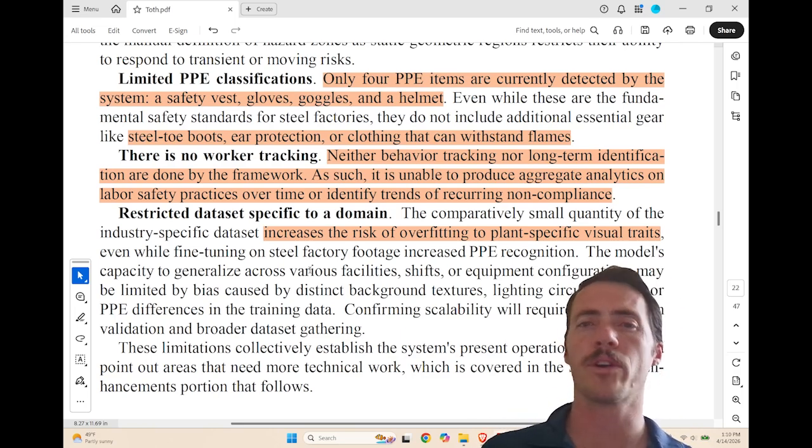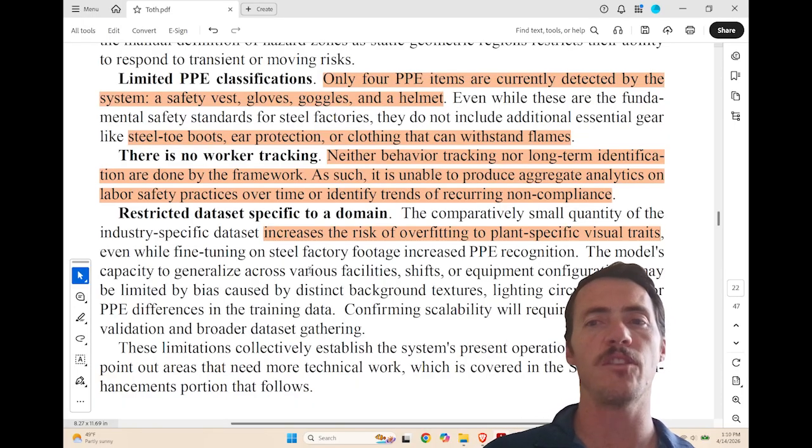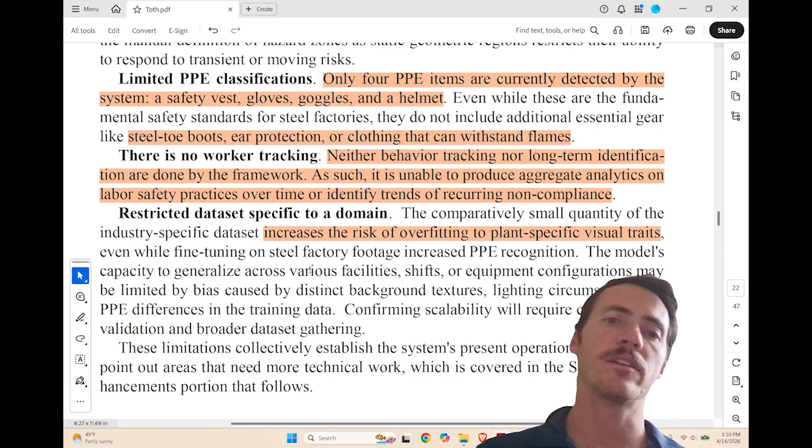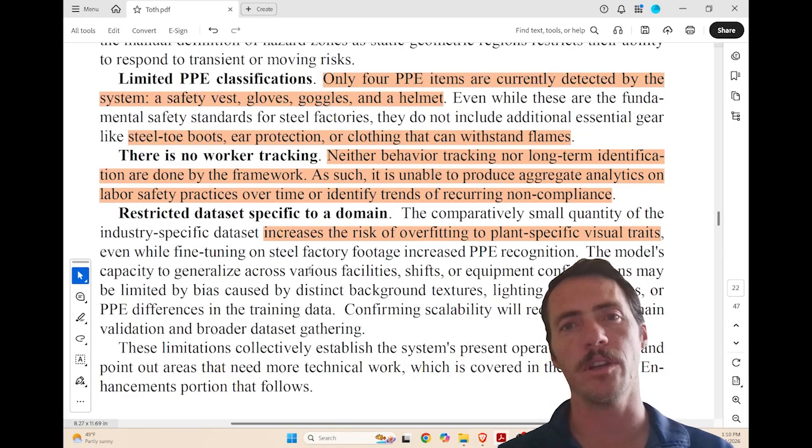The next one is that there's no worker tracking, right? It says there's no long-term identification done. Therefore, it's tricky to get the statistics that you might be interested in by looking at practices over time or analyzing trends, because again, you're not tying it to specific individuals.